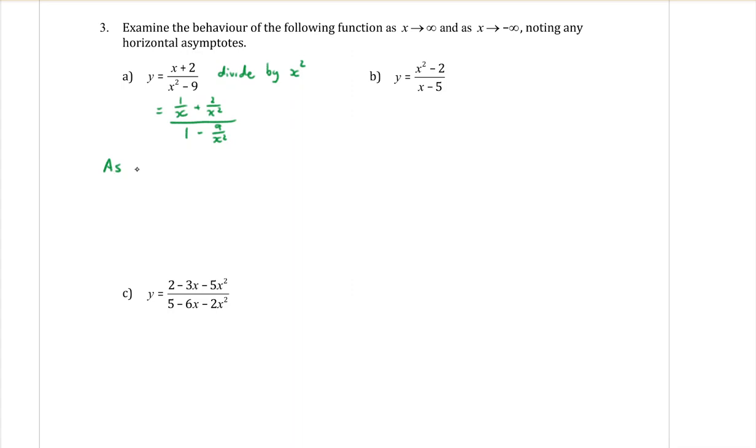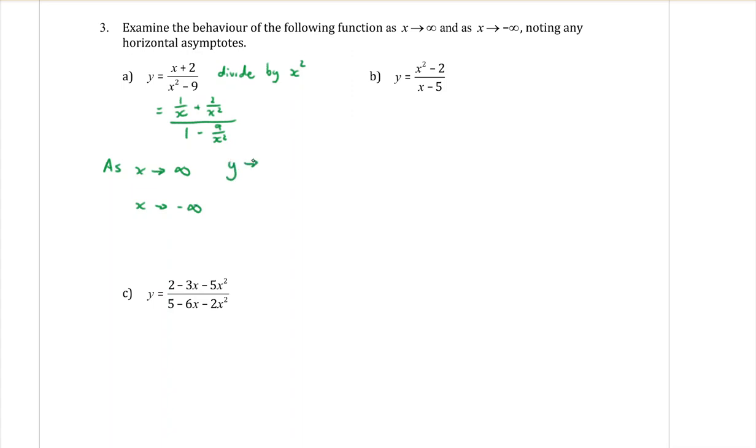As x approaches infinity and as x approaches negative infinity. I'm going to get used to doing this. So as x approaches infinity, all of those fractions, the 1 over x, that's 0. The 2 over x squared, that's 0. And the 9 over x squared, that's 0. The only number that we have in there is the 1 on the denominator of that fraction. So I have 0 on the top over 1, which is just going to be 0.